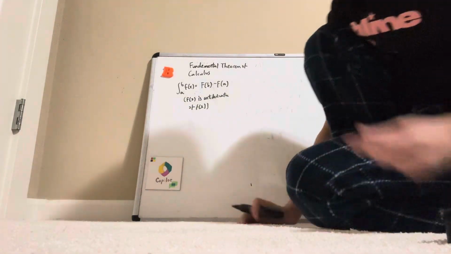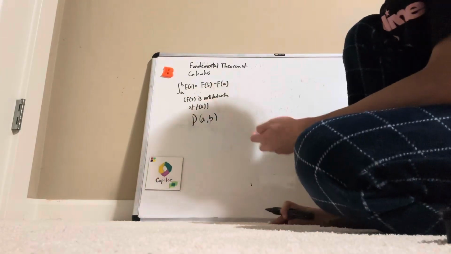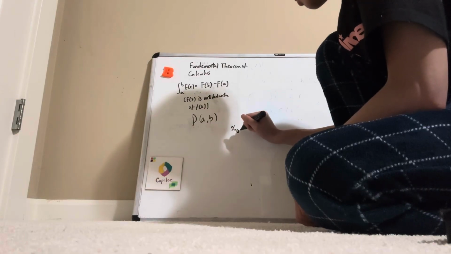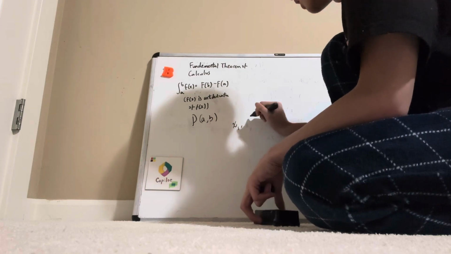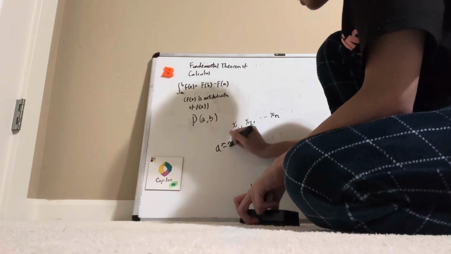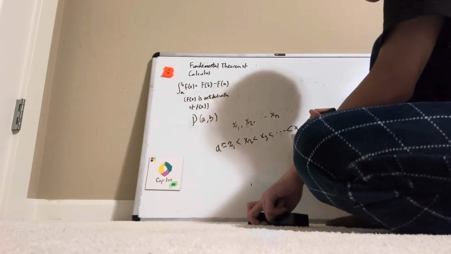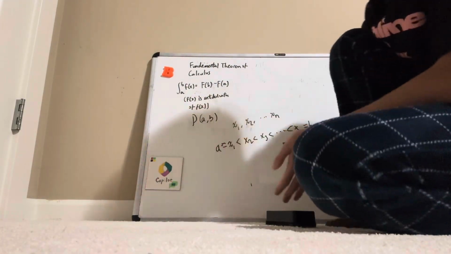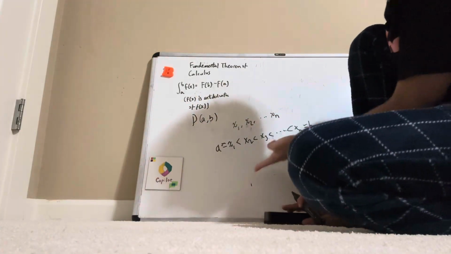So, first of all, what we have to do is something called a partition of a and b. That's essentially finding numbers x1, x2, all the way to xn, such that we have a equals x1 less than x2 less than x3, and so on, xn equals b. So essentially we're going to cut this interval into many parts that don't necessarily have to be equal, and now we have this partition.